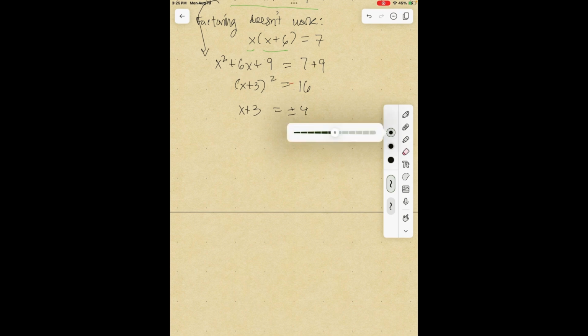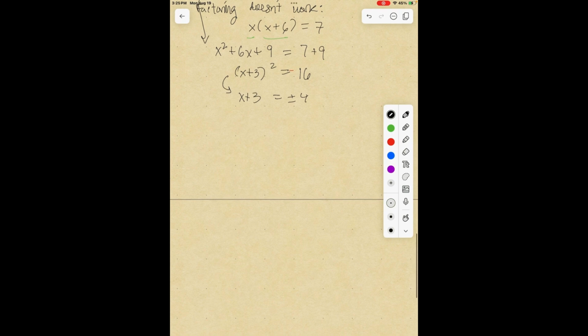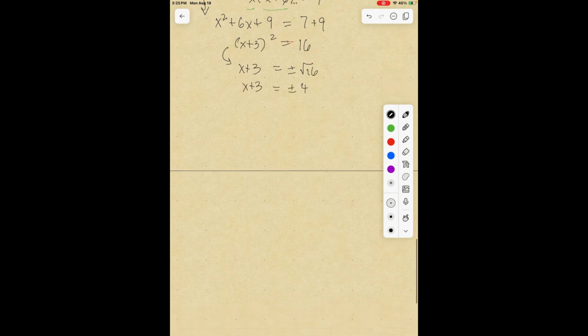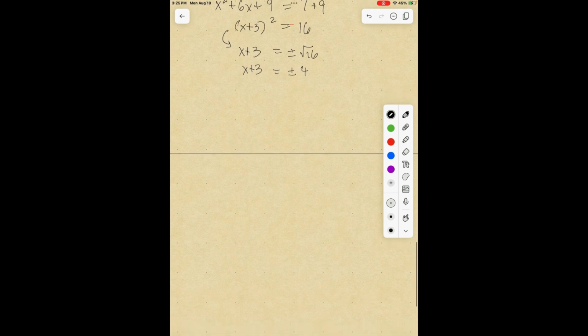Remember, to go from here to here, as I explained in the square root video, you're using the fact that whenever you have something squared equals 16, the only solutions are plus or minus the square root of 16. If I really wanted to show every single step, I would write plus or minus the square root of 16, and then get x plus 3 equals plus or minus 4. I'm probably just going to skip that step from now on, because it's annoying to have to keep writing it every single time.